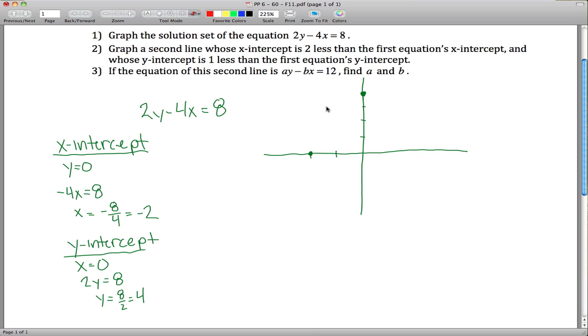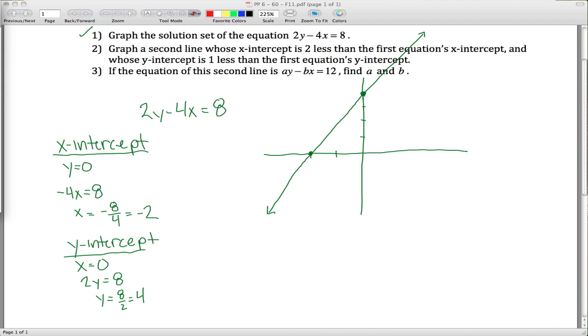So to graph the solution set, all I have to do is connect these 2 dots with a straight line, which is a little bit hard to do on a computer, but more or less like that. Throw arrows on it if you want. And what that's saying is that any point on this line is a solution to this equation. So that takes care of number 1. Maybe I'll switch color here.